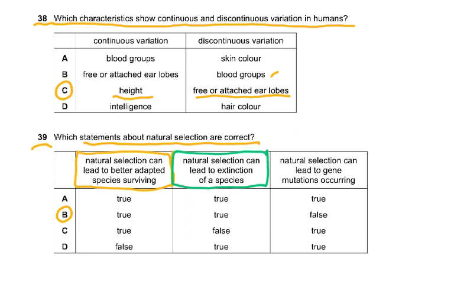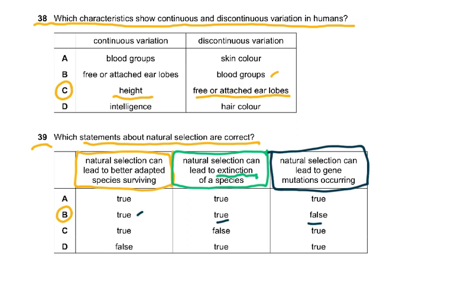Then the third point which they asked you was natural selection can lead to gene mutations occurring. No, it's the other way around. Mutations can lead to natural selection. So natural selection can lead to gene mutations occurring, that was wrong also. So this was true, true, and then this was of course false. So natural selection, there is survival of the fittest. Those better adapted would survive. Those which are not better adapted will die. So that is the extinction of species. Here that point comes here. And gene mutations can result in natural selection.